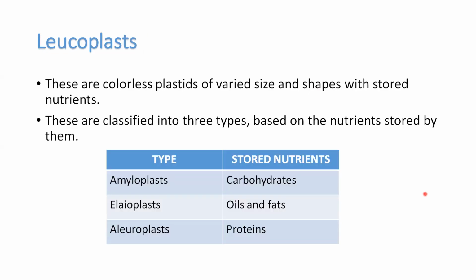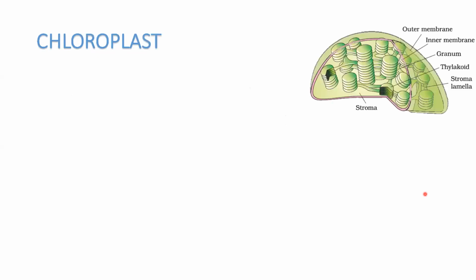Now let us talk about chloroplast. Like mitochondria, it is also a double membrane cell organelle. The membrane on the outside is called the outer membrane, and the membrane inside is called the inner membrane. The space inside these 2 membranes is called stroma. Let me use the whiteboard.